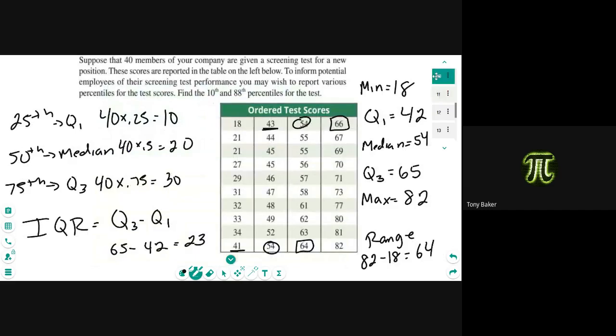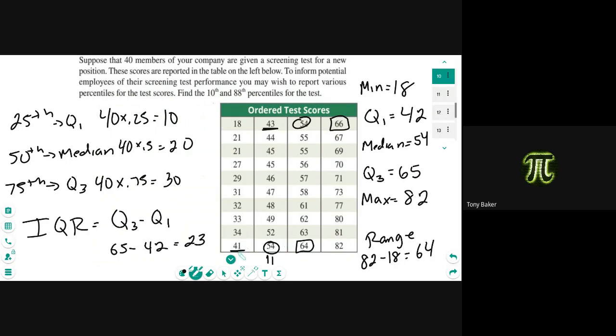And if we look at the chart, between 18 and 42, there's 10 values. Between 42 and 54, there's 10 values. 54 to 65, there's 10 values. And then 65 to 82, there's 10 values. But if you look between 43 and 54, that's only 11, like actual counting values.